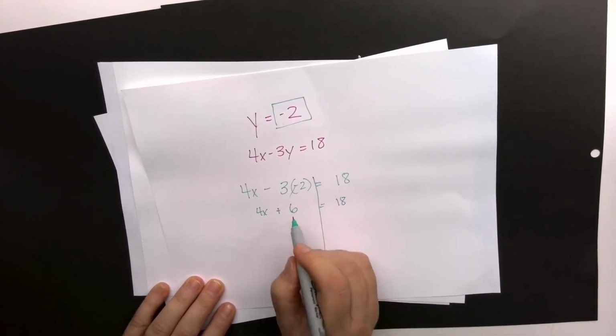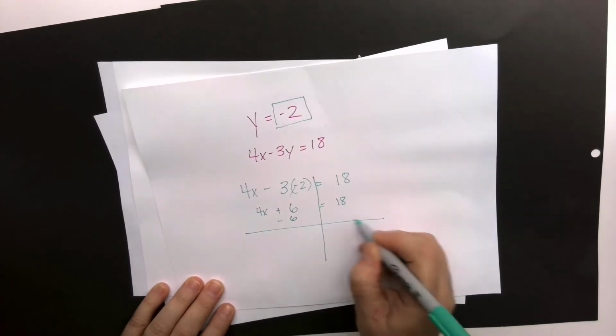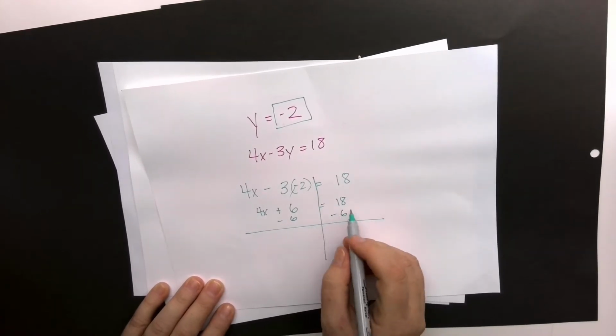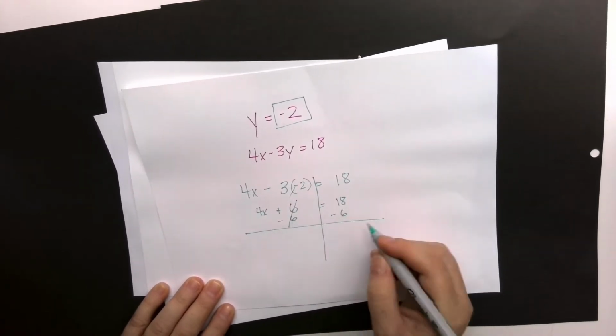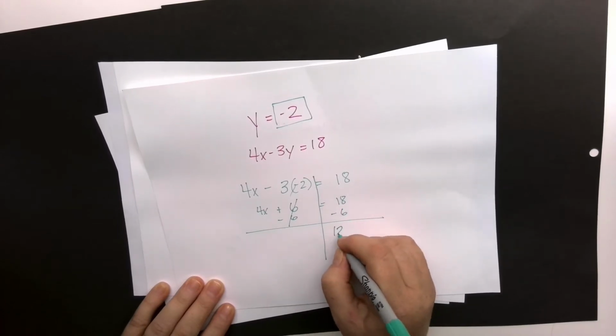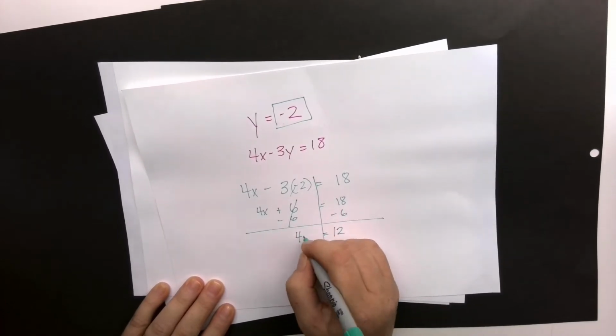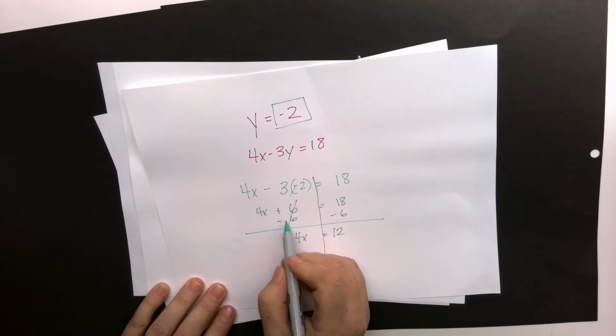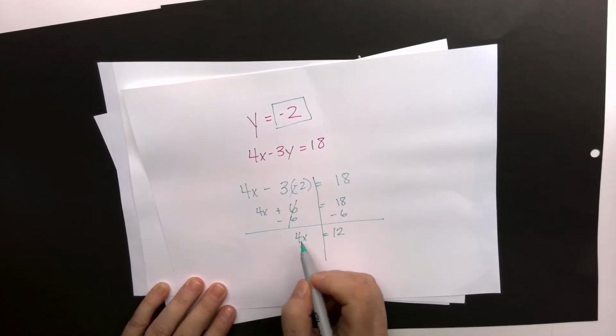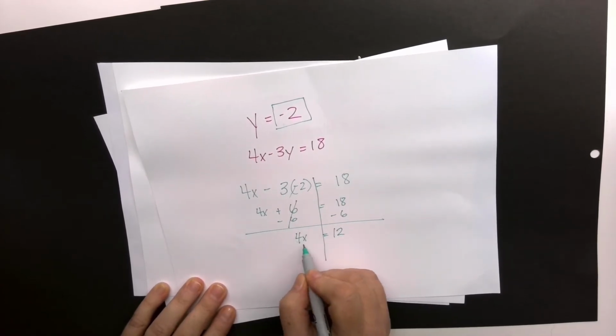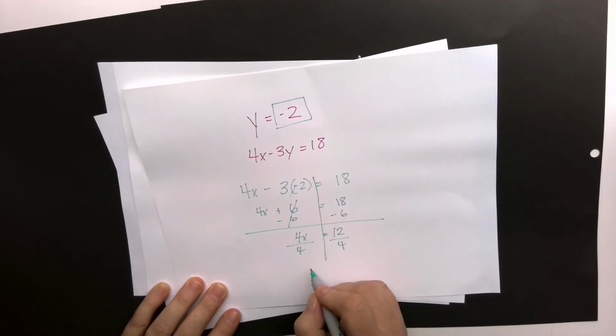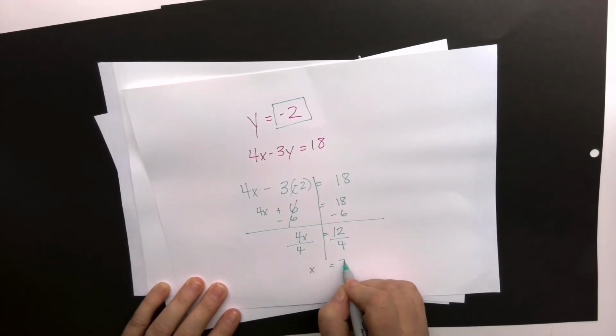And now I'm going to keep working to get this x by itself. And so I'm going to move the 6, because 6 minus 6 would give me 0. 18 minus 6 would give me 12. I'm going to bring down the 4x. Okay, I moved this over because I want to get this x alone. Now, it's still not by itself. I don't want the value of 4x's. The value of 4x's is 12. I want to know what is the value for only one, so I'm going to divide by 4 on both sides. And so x is equal to 3.